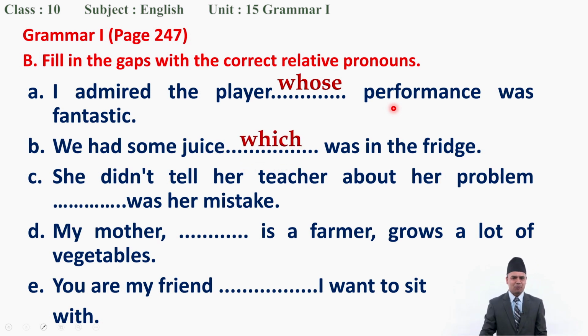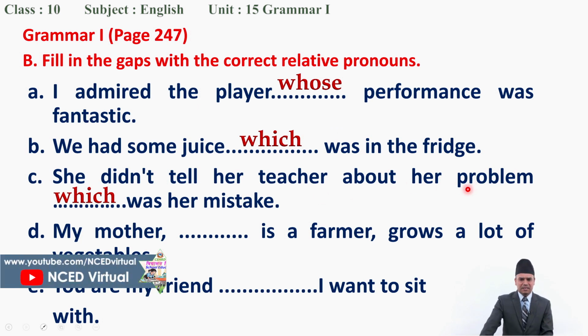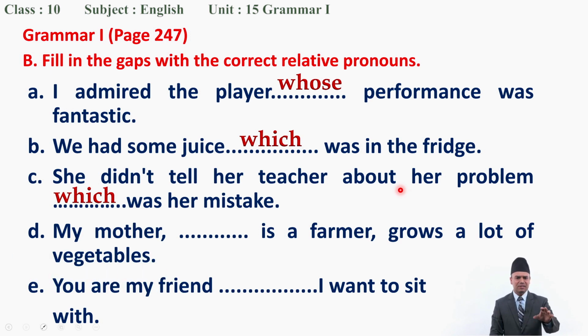Second, which. Why is it which? Because juice is a liquid matter. In this case, we can use which. Third, it's also which, because the problem is not a person. That's why you can use which. And fourth, farmer, my mother. You cannot be confused about which, when, and where because they are easy. But most of you might be confused about who, whom, and whose. So in that case, I'll elaborate more.